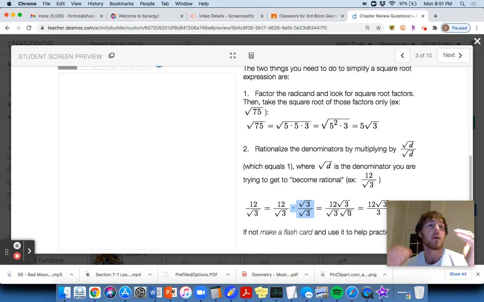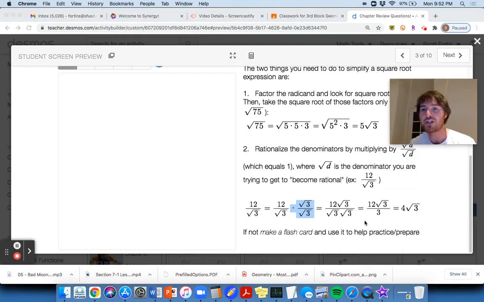What do we know about that? Well, any root times the same root itself will become that number, right? That's just how roots work. It's the number that, when multiplied by itself, becomes 3. That's the definition of the square root of 3. So this becomes 3 here.